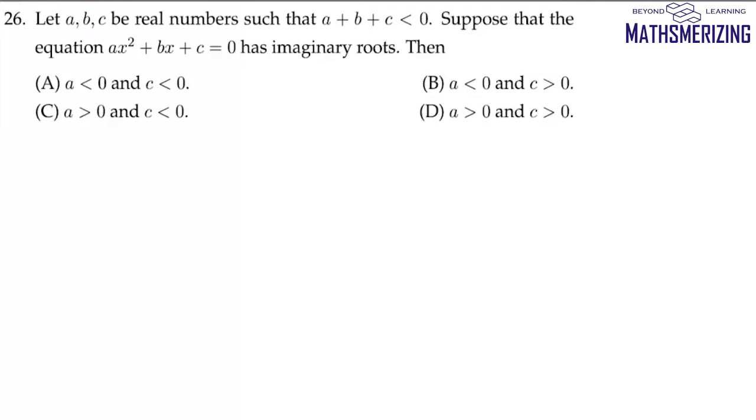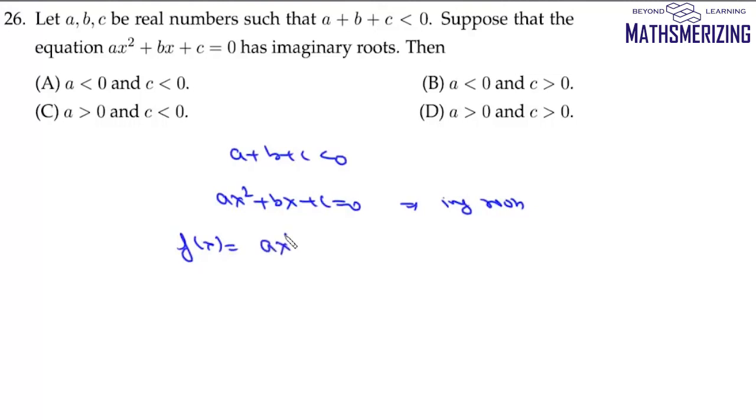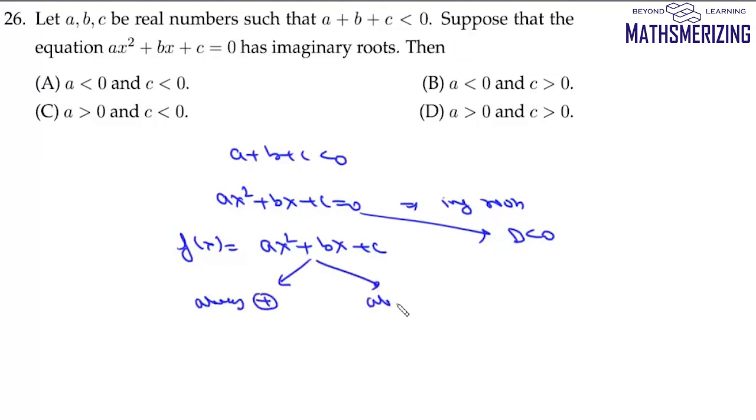Now question number 26 is, let a, b, c be real numbers such that a plus b plus c is less than 0. And suppose the equation ax square plus bx plus c equals 0 has imaginary roots. Now what we'll do is, we'll consider a quadratic expression ax square plus bx plus c. Since this equation has imaginary roots, that is when D is less than 0, in that case this expression can be either always positive or always negative. So it cannot be positive at some place and negative at some other place. It can either always be positive or always be negative.